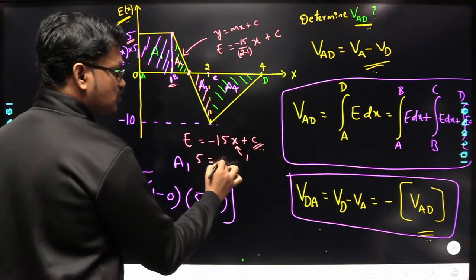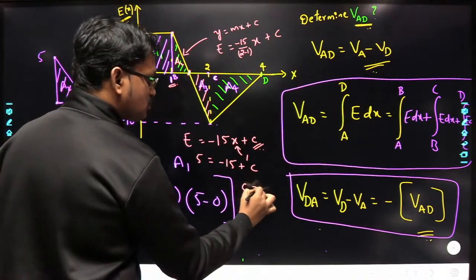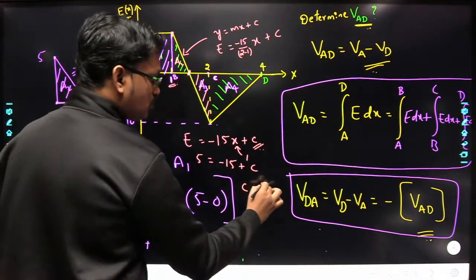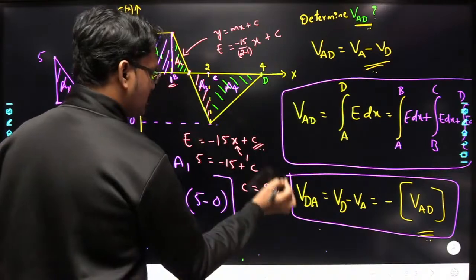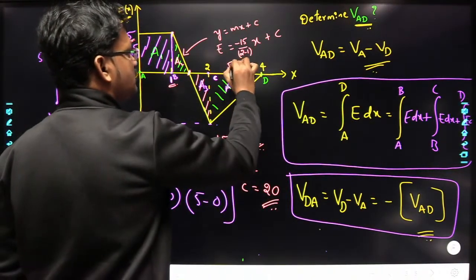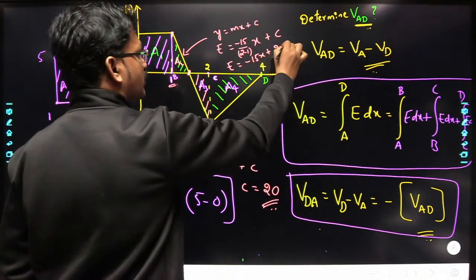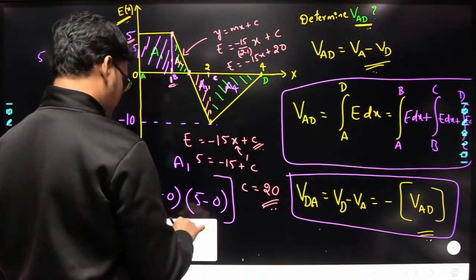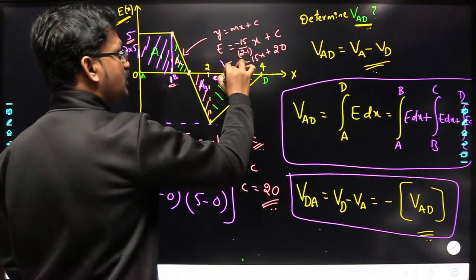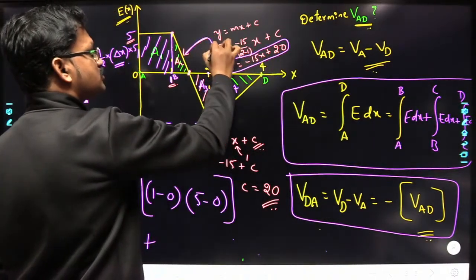So that is 5 is equal to what? Minus 15 plus C. So from here, C value is equal to what here? C value is equal to, you are going to get 20. Yes or no? So that means I can write this equation of the line as what here? E is equal to minus 15x plus 20. So this is the equation of this line.